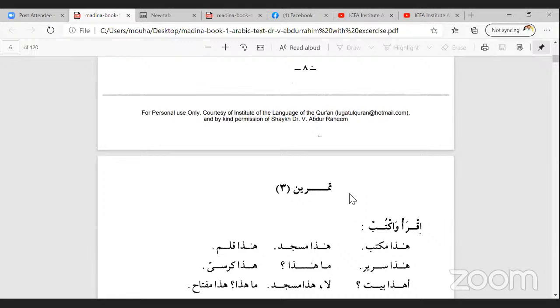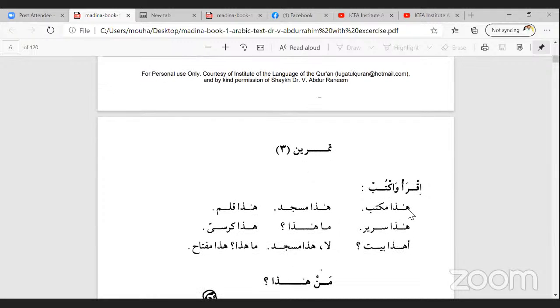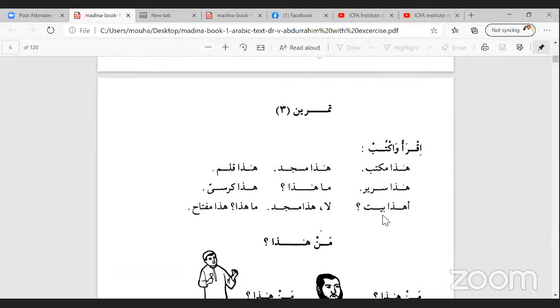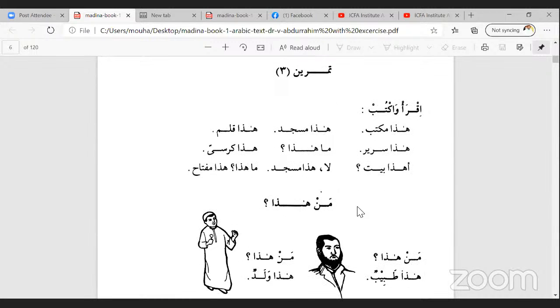Exercise 3. Tamrin raqm 3. Iqra, read, waktub, and write. You're going to read and write. Okay, هذا مكتب, هذا مسجد, هذا قلم, until the end of it. Then the next lesson will be man hadha. Man means who, the opposite of ma, which means what.